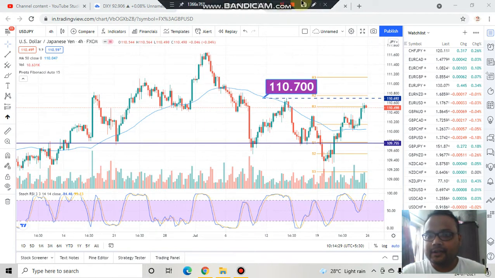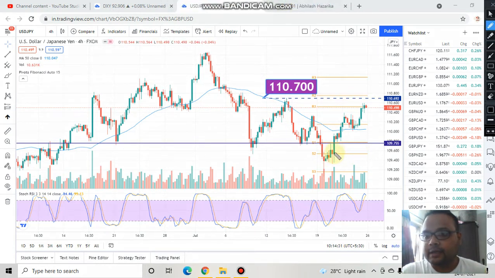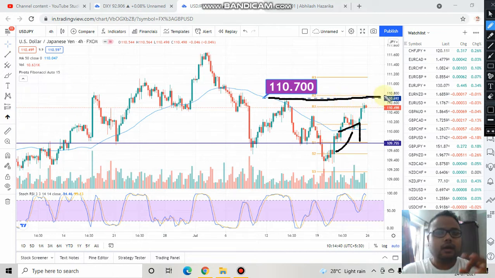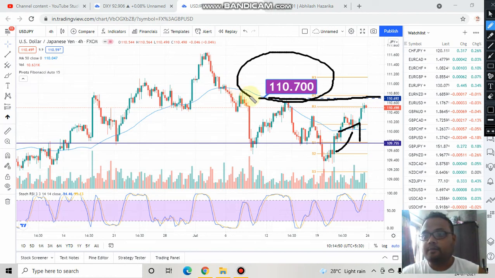You can see that right now the market is going up, there is some good buying pressure going on, but there is a possibility that the market may see some resistance, or may face some selling pressure at this level. So I'll request you to mark this 110.70 level on your charting platform.